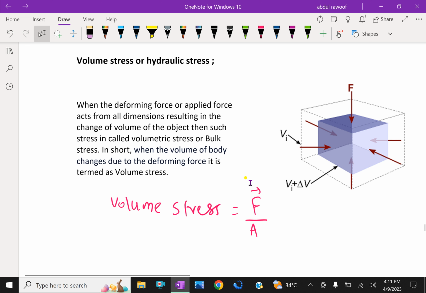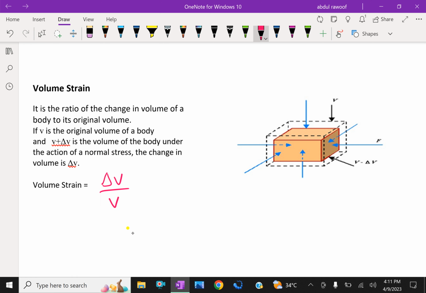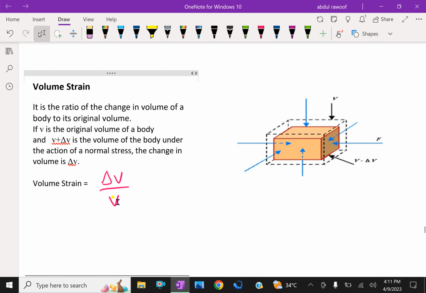Now, next, volumetric strain. It is the ratio of the change in volume of the body to its original volume. If V is the original volume of the body and V plus dV is the volume of the body under the action of normal stress, the change in volume is dV. Therefore, volume strain is delta V, change in volume, by original volume. Here there is no unit because it is a ratio of the same units.